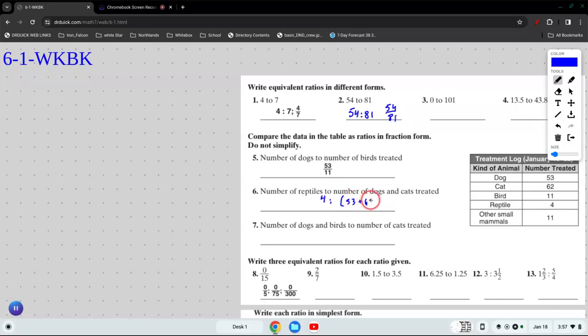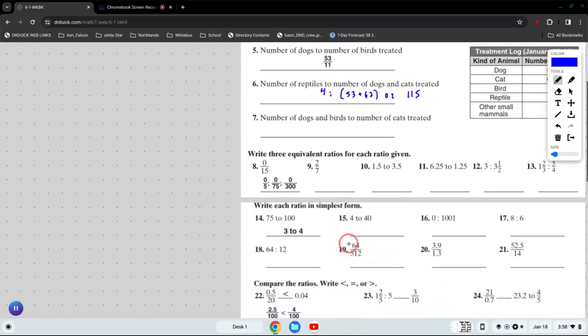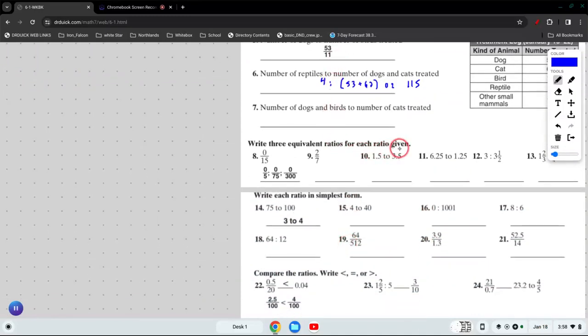53 plus 62. Or, I could put it like that. Or, in this case, what would this be? 115, right? So it can be that way too as well. It's pretty straightforward, right? 3 equivalent ratios for the ratio given, right? 2 to 7, or what? You can double this, be 4 to 14, right? Or even triple it. 3 times 2 is 6 to 21. These are equivalent. They're the same thing.